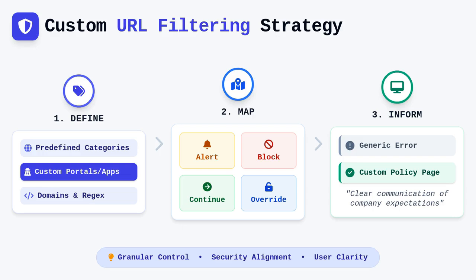security policy. Once these categories are defined, you must map them to URL filtering profiles where you designate specific actions like alert, block, continue, or override. Customizing the user response page is equally vital, as it transforms a generic browser error into a clear communication of company policy and expectations for your users.